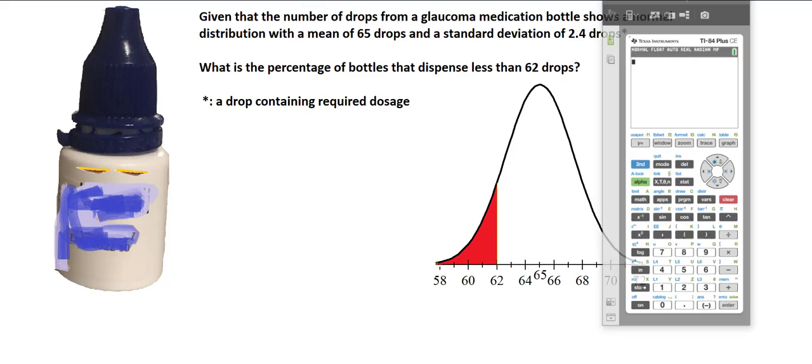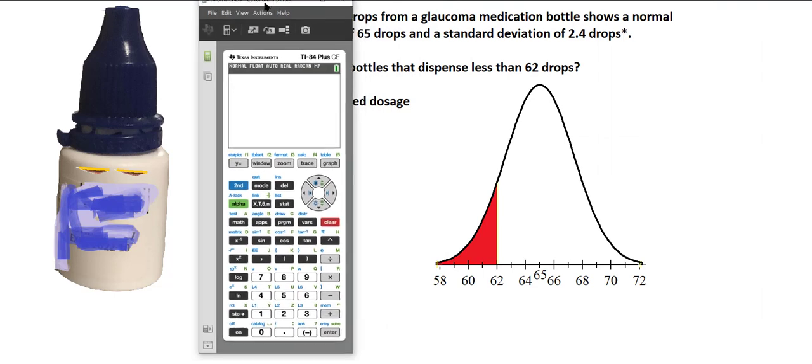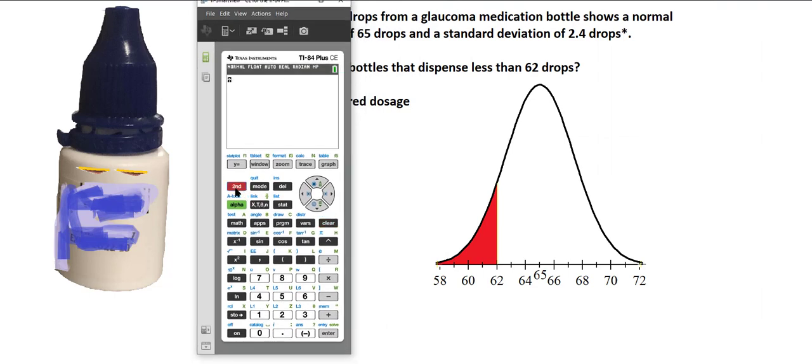So what we shall do is this. Let's pull up our calculator. Most calculators have this feature, so we go to normal cumulative distribution function. For lower, we don't have any lower bound, so we just leave it as it is. Then we have 62, 65 is the mean, and 2.4 is the standard deviation. Once we do that, we get 0.1056 as this area.